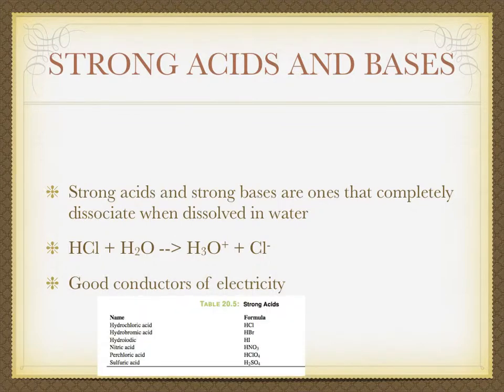Here is our list of strong acids, and you should be familiar with these. Notice that there are 6 of them: hydrochloric, hydrobromic, hydroiodic, nitric, perchloric, and sulfuric. 6 strong acids. Okay, make sure you know those.